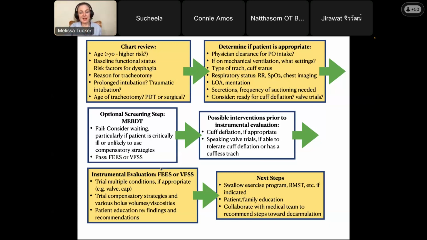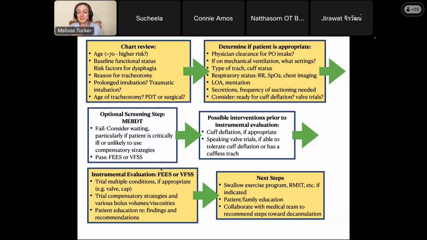If they are moving to more independent ventilation modes like pressure support, that person might be a good candidate for a swallow evaluation. I want to know the type of trach. So is it cuffed, cuffless, fenestrated? Is it a specialty trach because of an unusual airway anatomy that could affect swallowing? I want to know the cuff status. Have they had the cuff deflated yet?